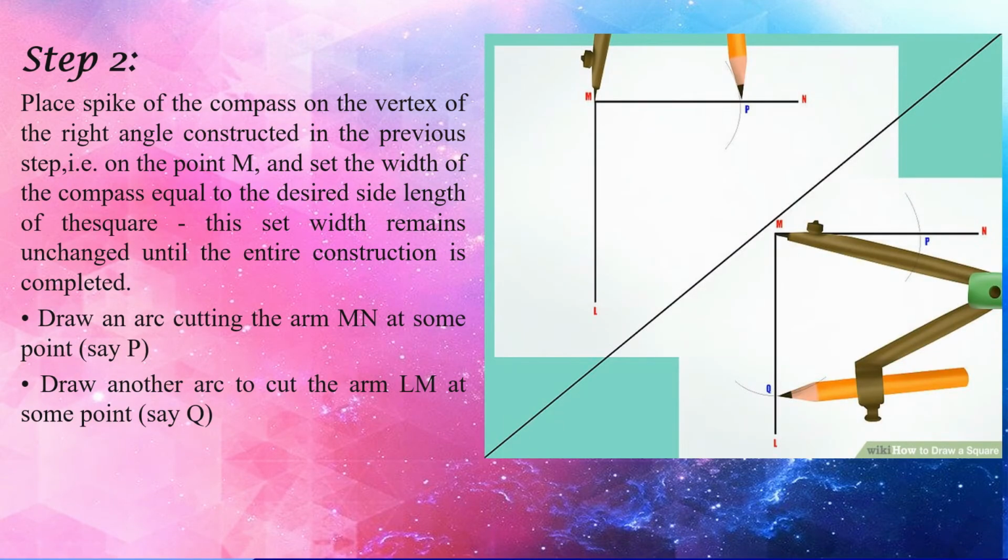Step 2. Place the spike of the compass on the vertex of the right angle constructed in the previous step, example, on the point M, and set the width of the compass equal to the desired side length of the square. This set width remains unchanged until the entire construction is completed. Draw an arc cutting the arm MN at some point, say point P. Then draw another arc to cut the arm LM at some point, say point Q.